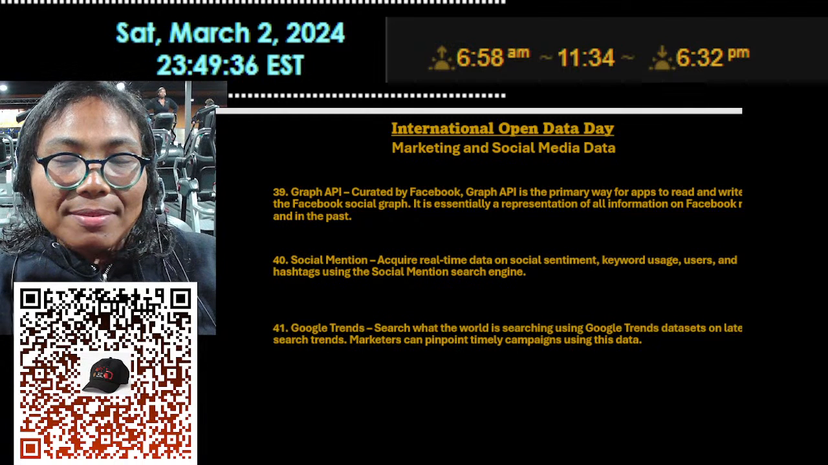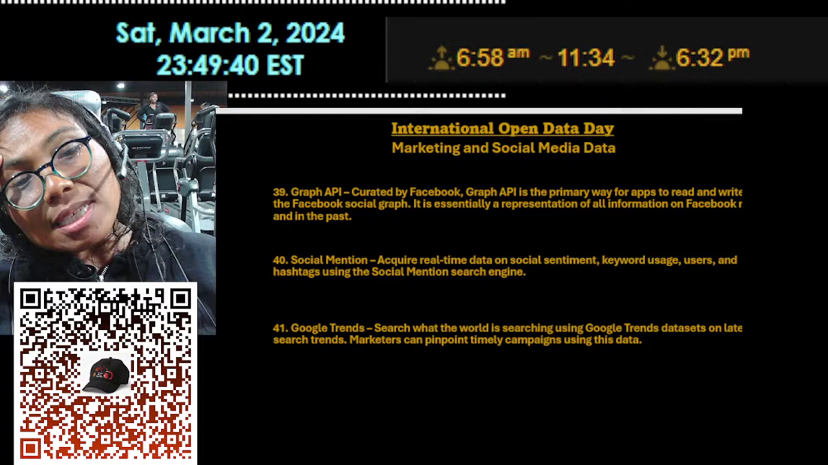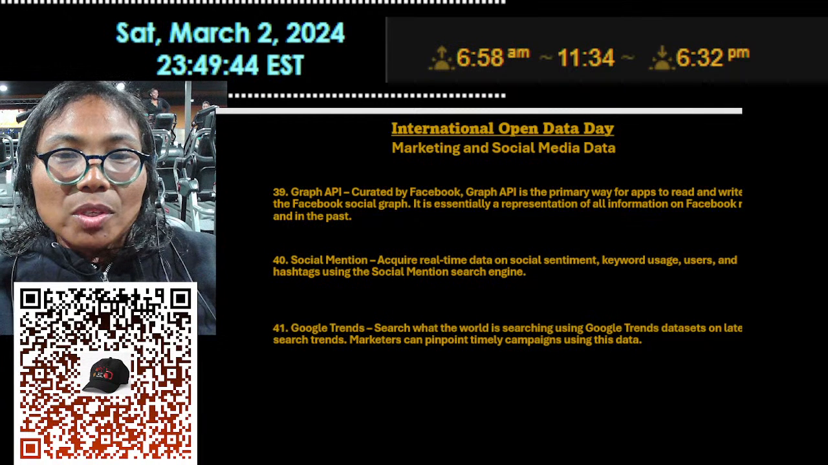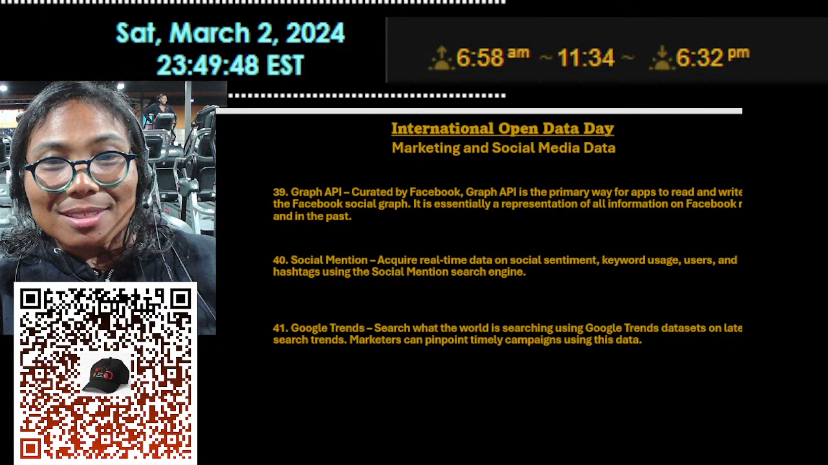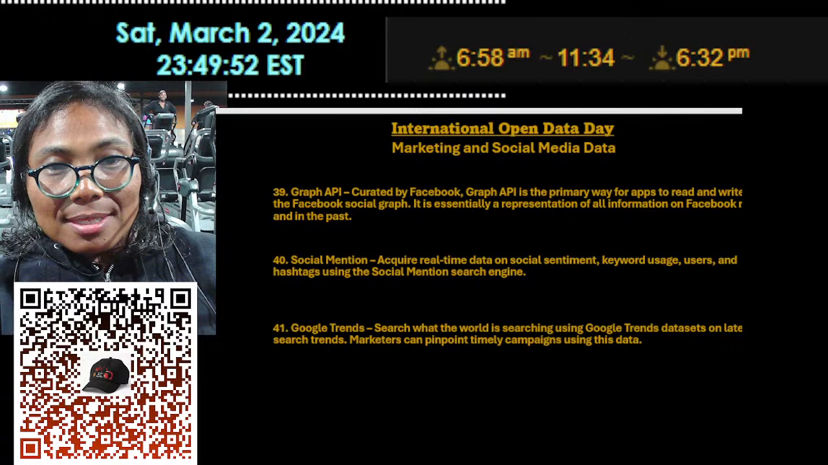Next we have Social Mention, and it shows real-time data, which is good because a lot of these data sets are antiquated. On social sentiment, which I think is important. You know how over the years things have changed. Keyword use, hashtags. Next we have Google Trends.